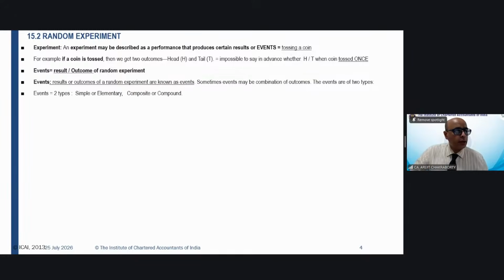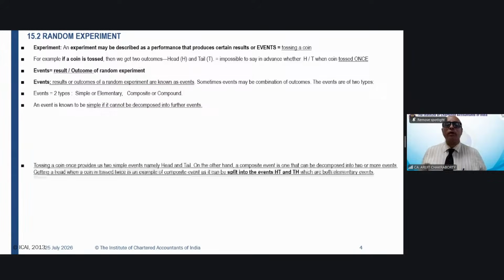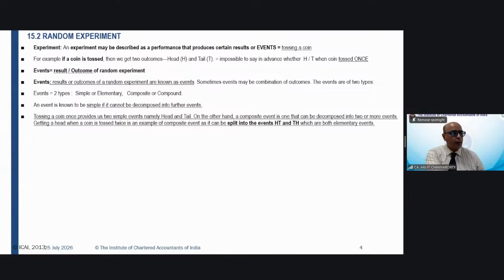So event, outcomes or results, you can call them, they mean the same, but the technical term we will refer to is event. Now, the event could be simple, or elementary as we call it, or it could be composite or compound. Now, what is a simple event? Please see the example given and focus your concentration, because these are the technical foundation of probability, after which we will move into the solution part. We will take a number of examples. An event will be a simple event if it cannot be decomposed into further events. So tossing a coin once gives you 2 simple events, either a head or a tail.